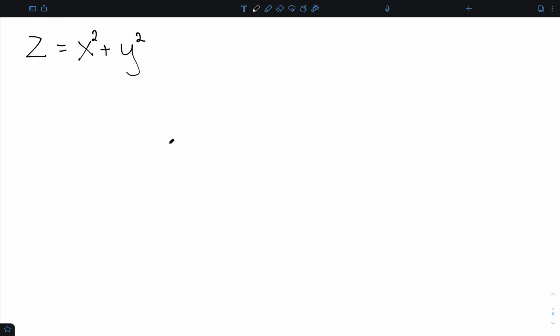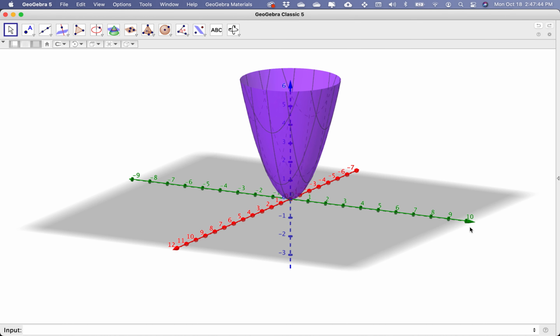So let's consider z equal to x squared plus y squared. This one is going to be elliptic because my x and y terms do have the same sign. And here's the graph of this paraboloid. We can definitely see the elliptic nature of it because it does look like it could be an ellipse if we continued it.